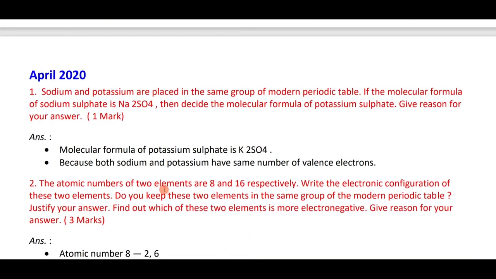Sodium and potassium are placed in the same group of the modern periodic table. If the molecular formula of sodium sulfate is Na2SO4, then decide the molecular formula of potassium sulfate. Give the reason for your answer. The molecular formula of potassium sulfate is K2SO4 because sodium and potassium have the same number of valence electrons.